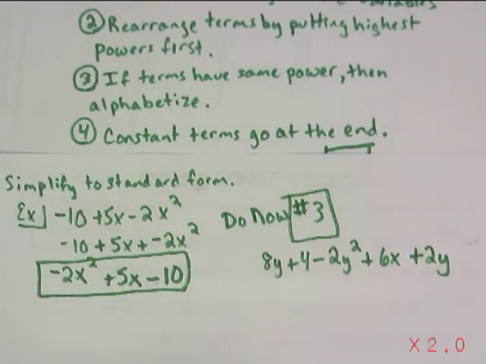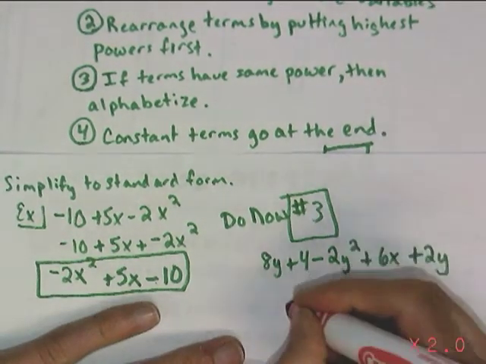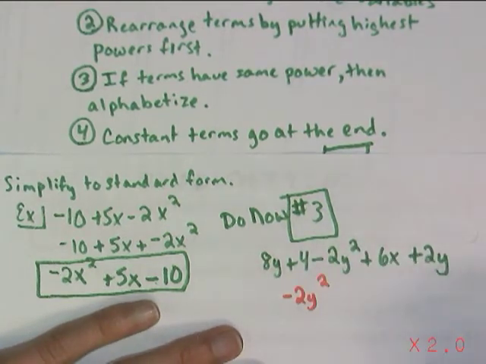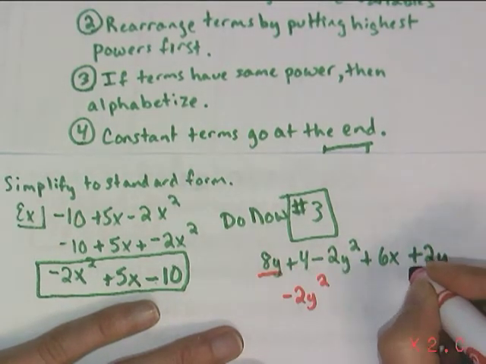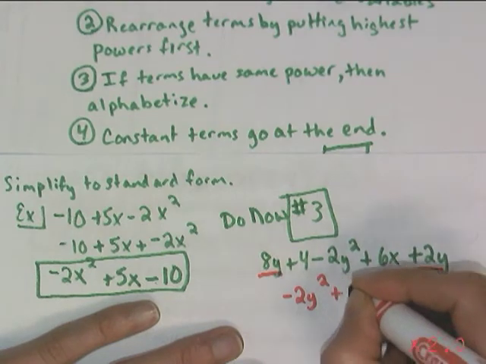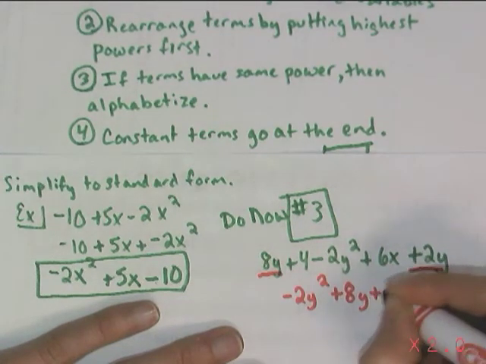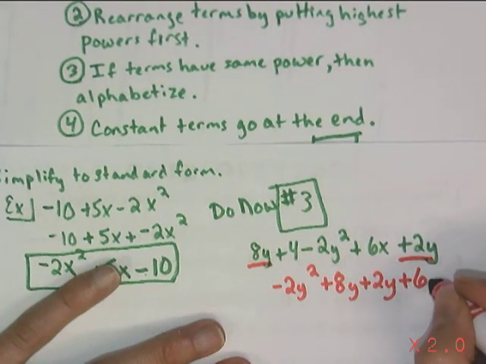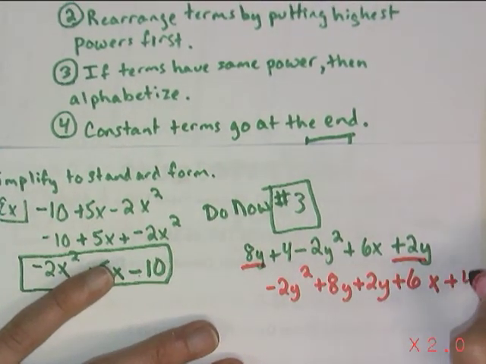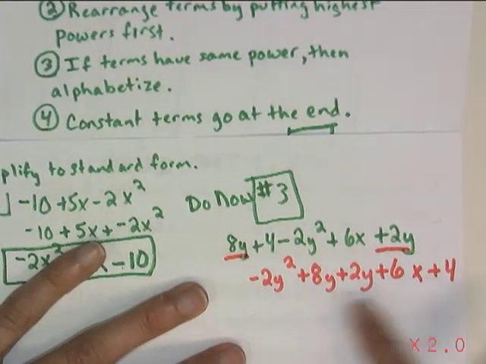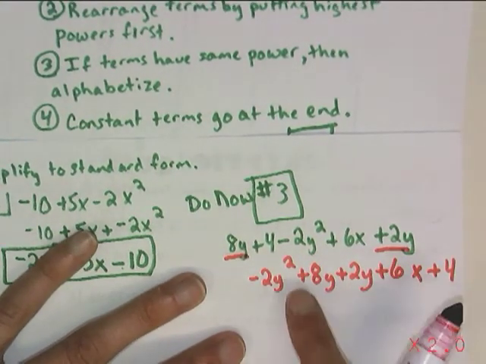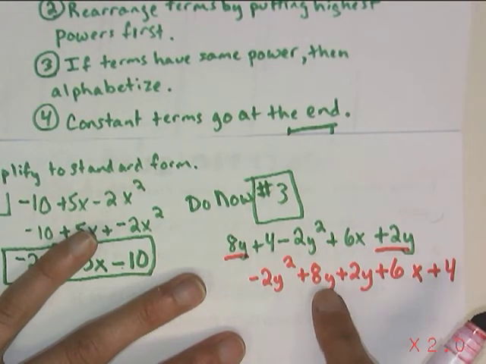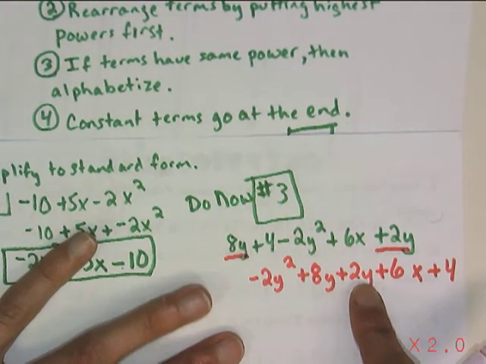What you should have done is put the -2y squared at the front of your polynomial. And then you have y's at the front and at the back of your expression. So when you combine them, you can put them together first, like so, and then the x's here, and then the constants like so. So there are two things that are remaining to make this standard form. One is that we have to combine the 8y and the 2y because that's combining like terms.